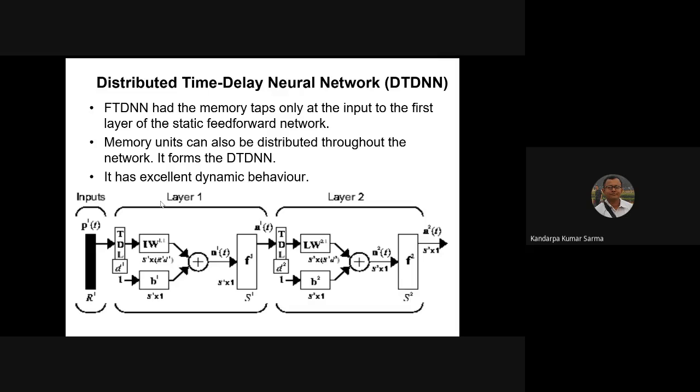But in the case of the distributed time delay neural network, we find that the tap delay line is distributed in both layer 1 and layer 2. So it will have a greater dynamic range. It will have more reliable dynamic performance. It will show more resilient, or more robust, temporal tracking capability.